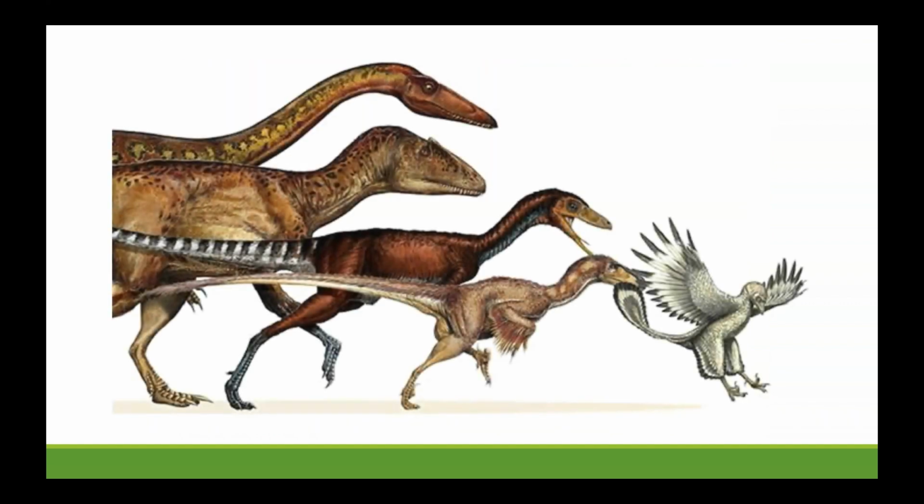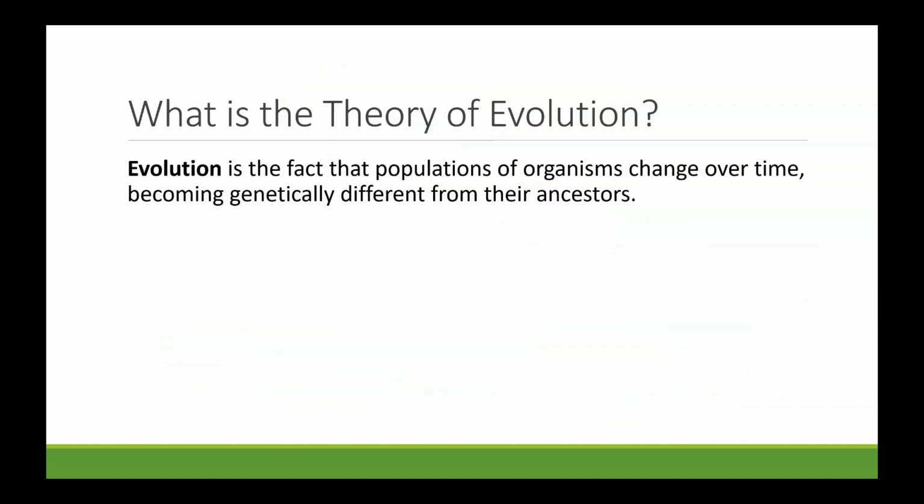When this was discovered, it was one of the first pieces of evidence where you could clearly visualize with your own eyes that there is a real evolutionary link between ancient dinosaurs and modern birds, that modern birds evolved from ancient dinosaurs. Now, that may seem like a crazy thing to say, but science accepts this as factual reality, and not just that modern birds came from ancient dinosaurs, but the entire concept of evolution in general. Evolution is the fact that populations of organisms change over time, becoming genetically different from their ancestors.